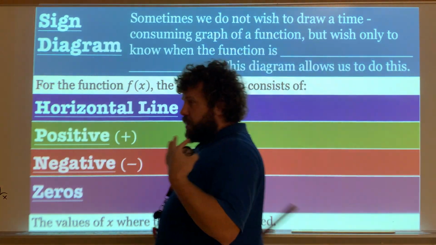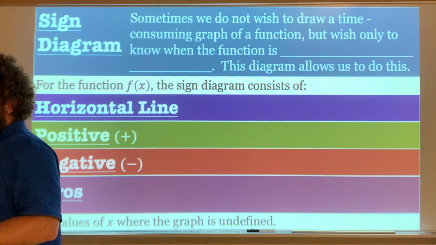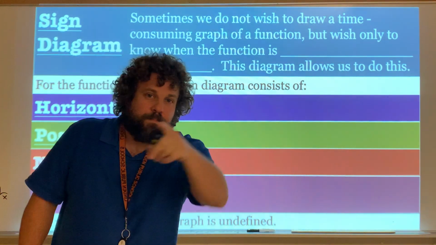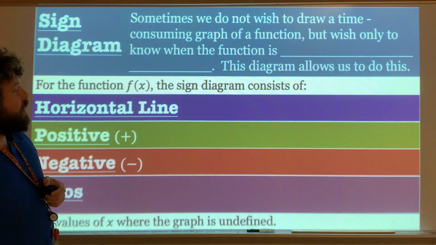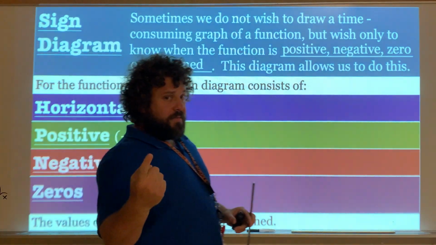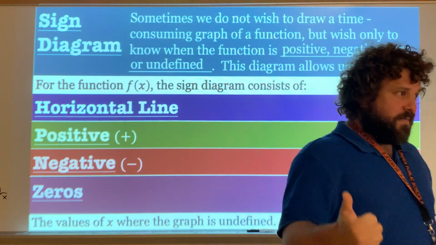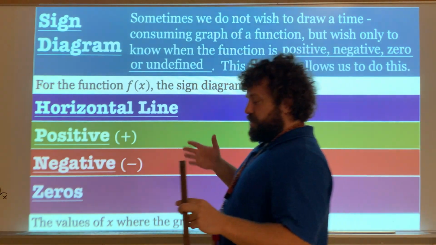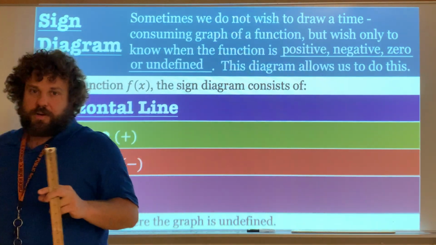We only want to know when the function is a couple things. There's four things we want to know. What do you think those four things are? They are when a function is positive, when a function is negative, when a function is undefined, or when a function equals 0. Those are like the main portions of a function. Everything else between, you can pretty much connect the dots.